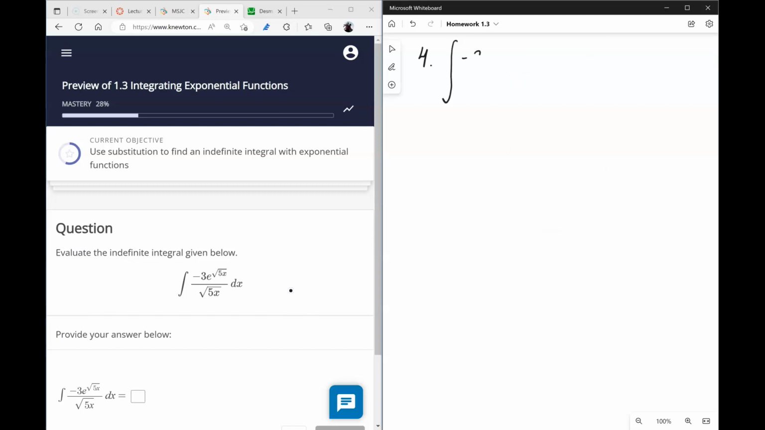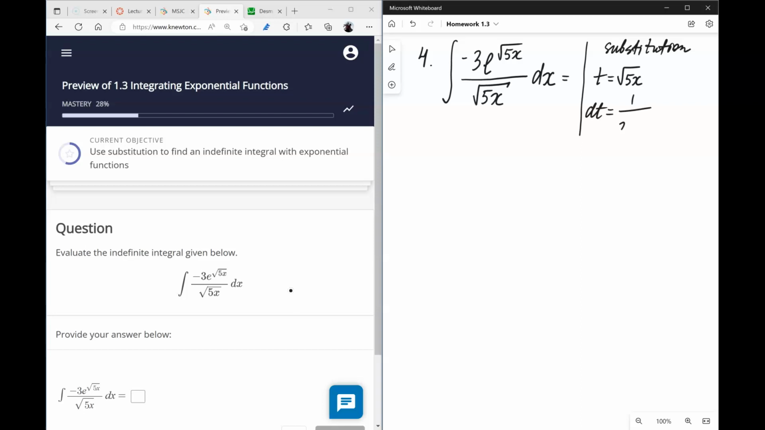Another problem that contains an exponential function. So we need to pass through the exponential function and learn to identify larger patterns here. And here we have a standard substitution pattern. That is, we have e raised to some power, a function of square root of 5x, and we also have the derivative of square root of 5x.